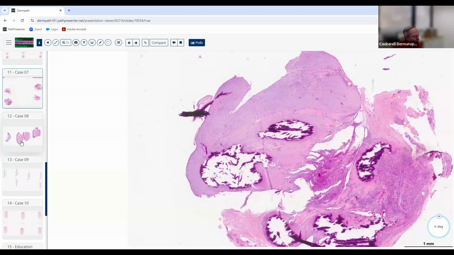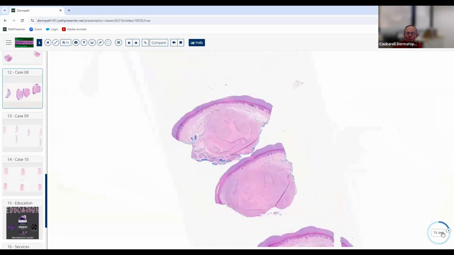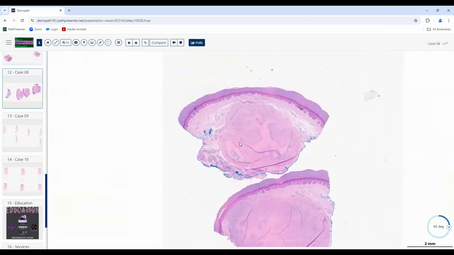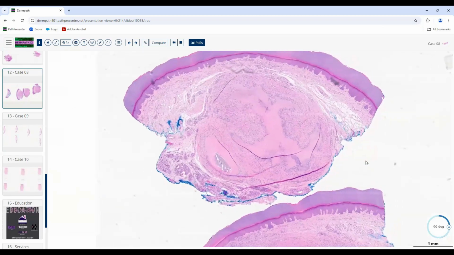Okay, maybe we have time for one last one that's pretty straightforward. I'll do this one. This looks like a punch or nucleation of something.